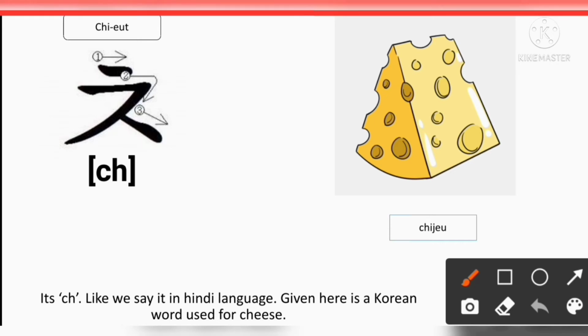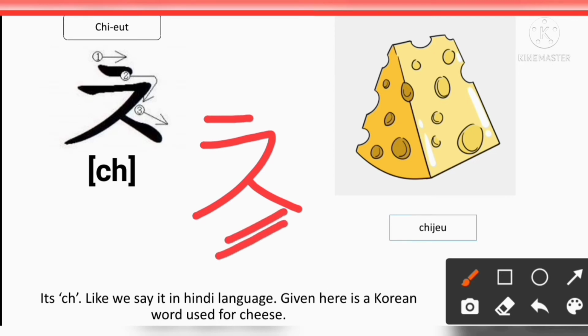This is ch. It's like in Hindi, it is ch. First of all, you have to make like this and this. So this is j, you may think, and by adding a line, you have to add a line, and this is now ch.